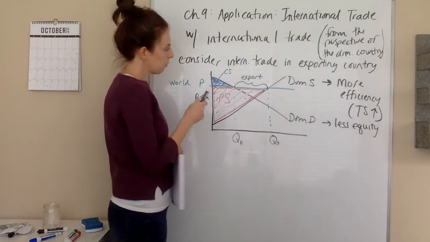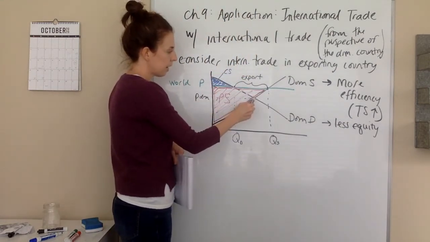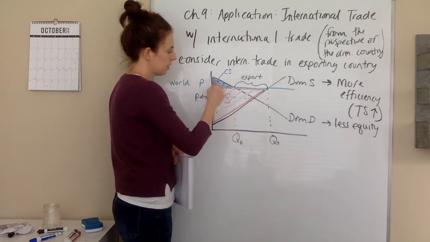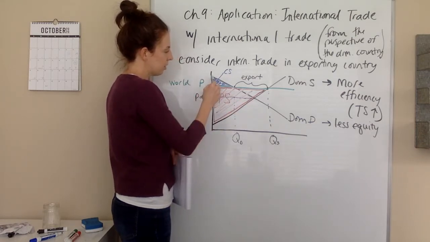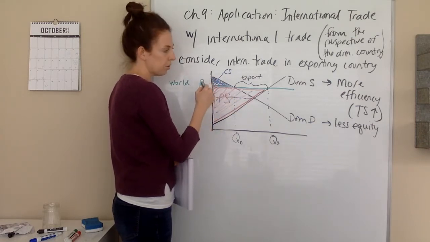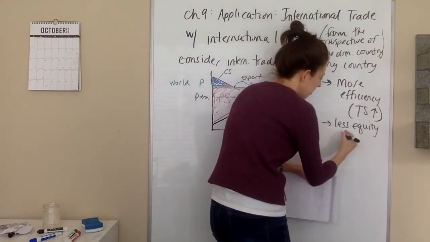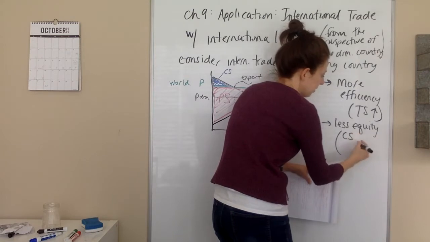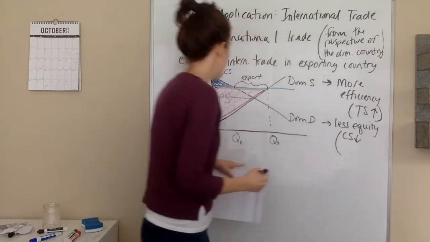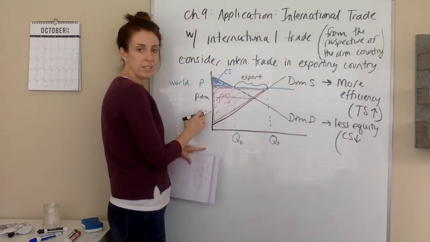Before there was trade, this was the price in the home country, the domestic country. This triangle here was the consumer surplus. Now consumer surplus is just the little blue triangle. So there's less equity because consumer surplus has fallen, and at the same time, producer surplus has increased.